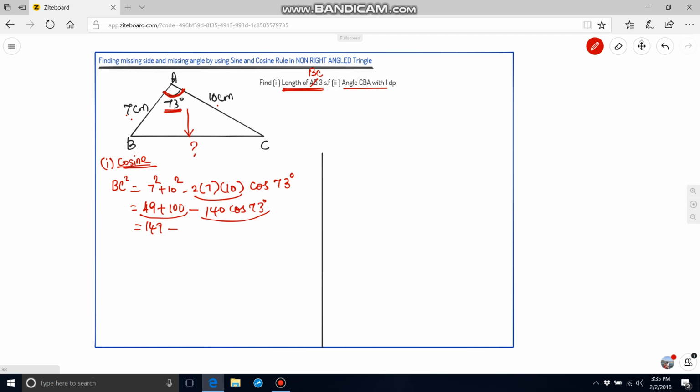So we have to multiply 140 and cos 73 and add up 49 and 100, which gives 149 minus 40.93. By subtracting these two measures, we are getting 108.07, which gives the value of BC square.